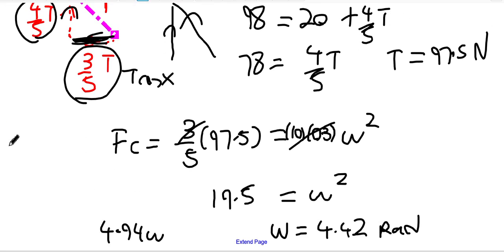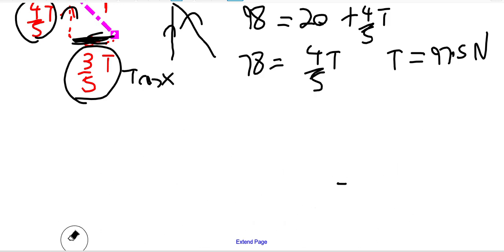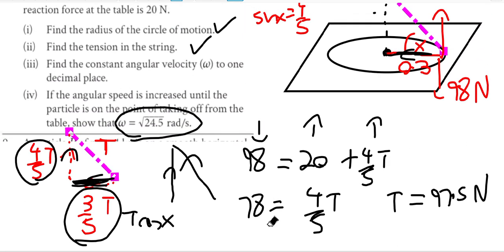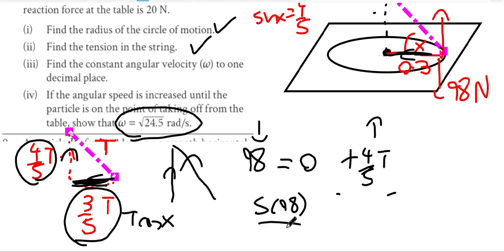Now I'm going to get rid of this last part. What happens when I spin something faster? The tension will go up. Do you see your 97.5? That's no longer the tension because we're spinning faster than we used to. We're spinning so fast that the reaction force R is no longer 20 because it lifts off the ground. And because it lifts off the ground, what happens to it? It turns to 0. Multiply 5 by 98 and divide your answer by 4, and that will give you your new T value.